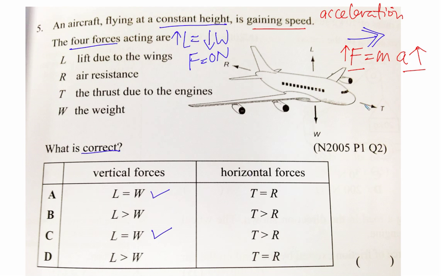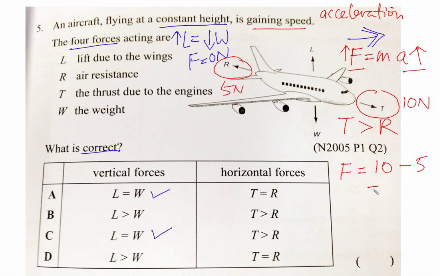In this case, it's gaining speed to the right, because it's moving to the right, so there are two forces acting on it, which are T and R. For us to have a resultant force F, T has to be greater than R. Why do I say that? If I put in a number for T, for example 10, and I want T to be greater than R, R has to be less than 10. So I put 5. My equation for resultant force to the right is 10, and because R is in the opposite direction, minus 5. So my resultant force will be 5 Newtons.